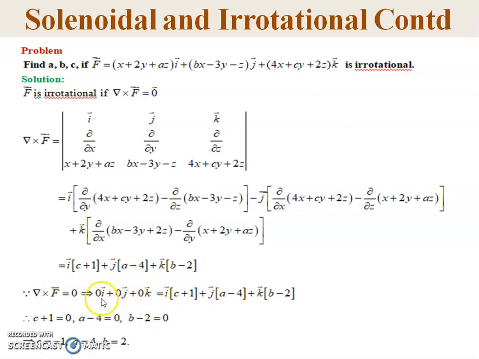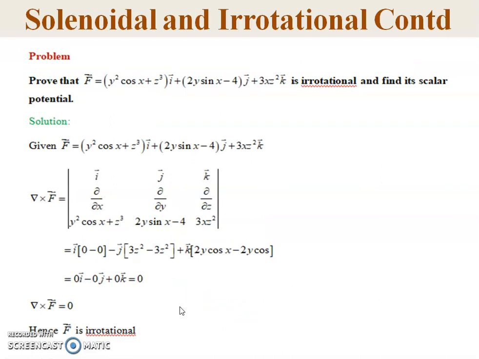Now compare the corresponding components. c + 1 = 0, a - 4 = 0, b - 2 = 0. So what is c? c equals minus 1, a equals 4, b equals 2 here.